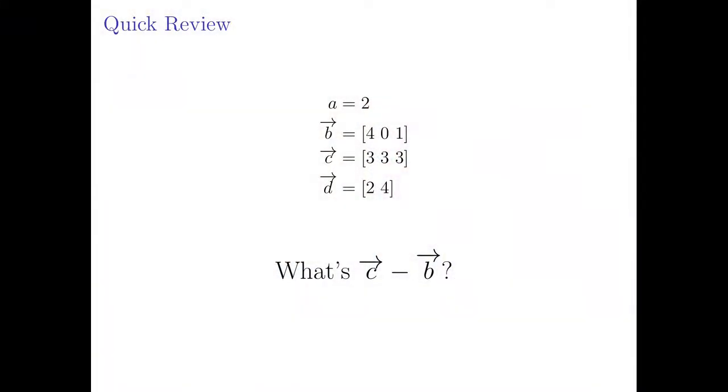All right, back to work. What's c minus b, do you think? I never actually said what this was, but see if you can figure it out. And the answer is negative 1, 3, 2, because c minus b just means subtract each of the elements of b when you do the addition, right?